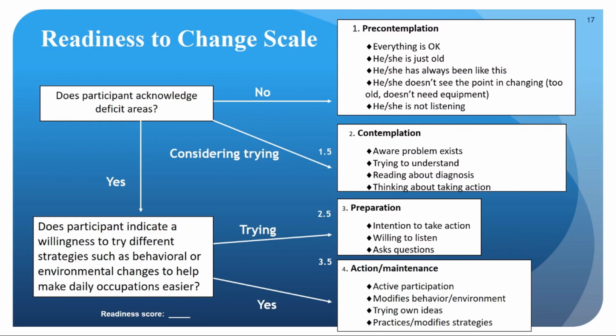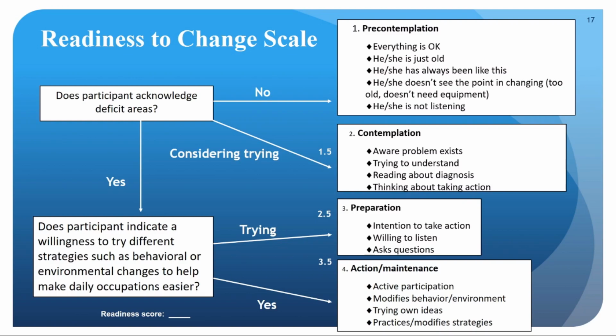It takes less than 2 minutes to use the scale once you get used to it and use it on a regular basis. The scale has a score of 1 for pre-contemplation to 4 action and maintenance. And many clinicians use half points when a person is in between a stage.